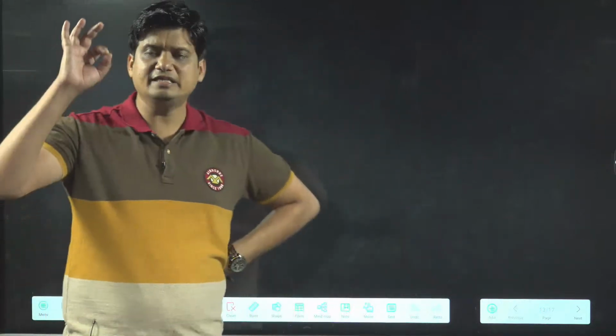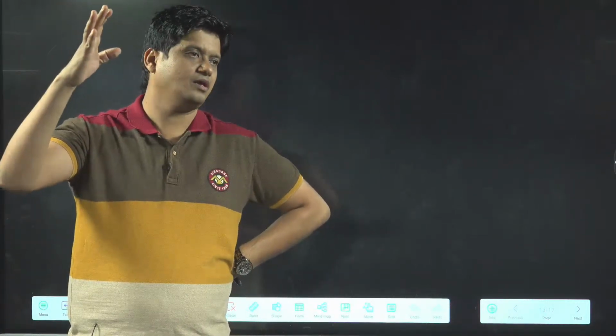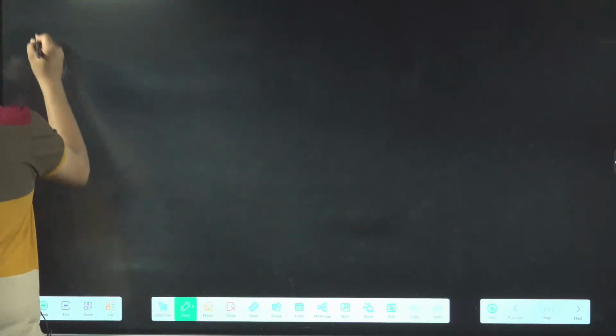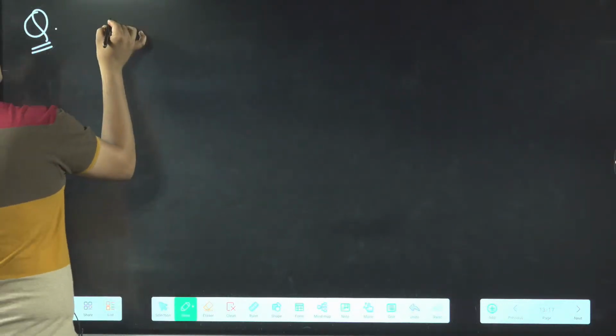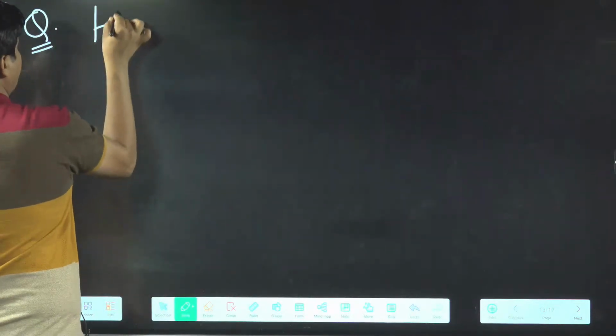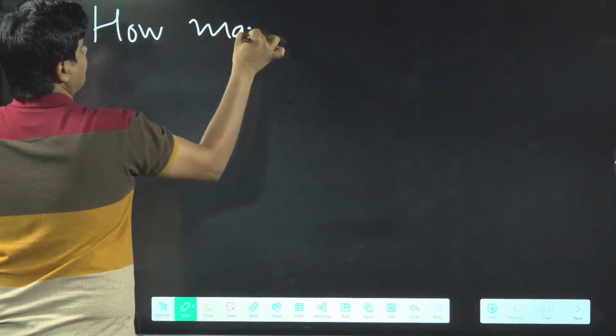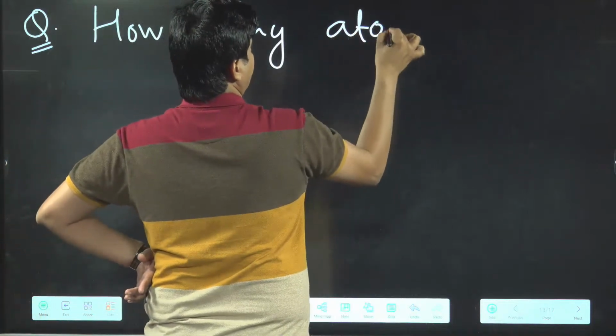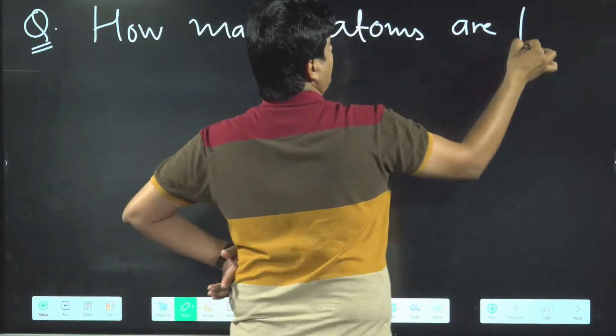And if you want to know that, just focus on one thing. Our initial point is what? The data which is given to you. And the final point is what? Which is asked. Let's say a question came to our mind. Someone is asking, or the examiner is asking, how many atoms are present?